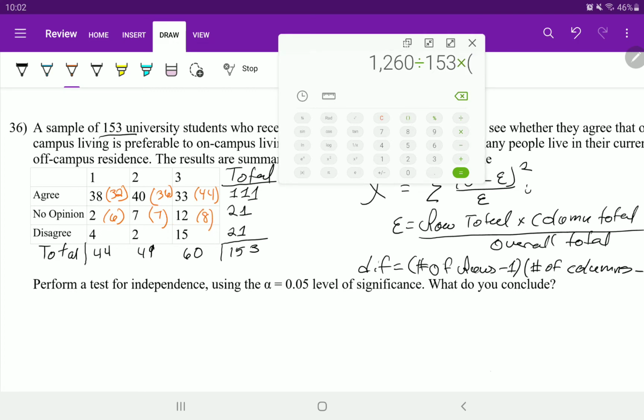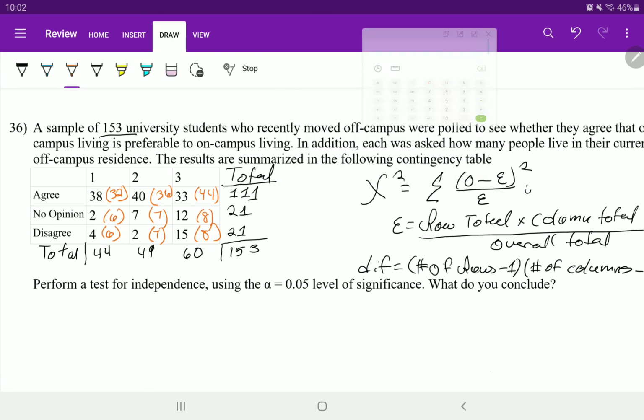And we're basically doing the same operations again for the third row. 21 times 44 divided by 153, round to the nearest whole number. It's going to be 6. That's going to be 7. That's going to be 8. All right. Now we can compute our chi-square test statistic.